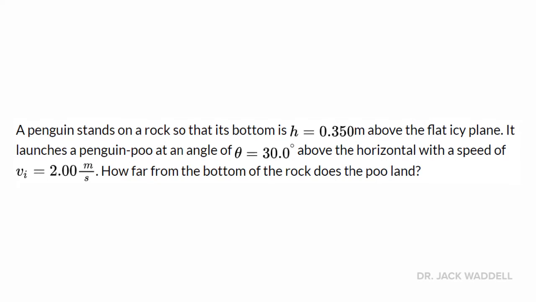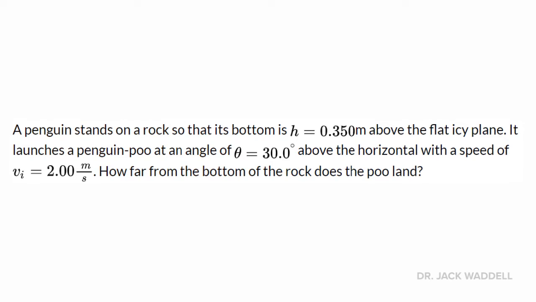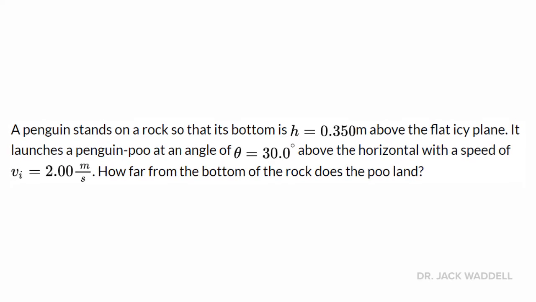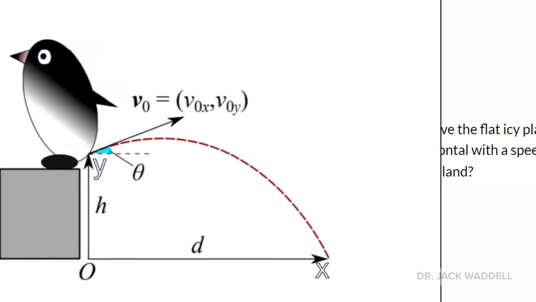The penguin butt is 0.35 meters above the ground. It's firing at 30 degrees above the horizontal, with a speed of 2 meters per second. We want to know how far away does the penguin poop land.